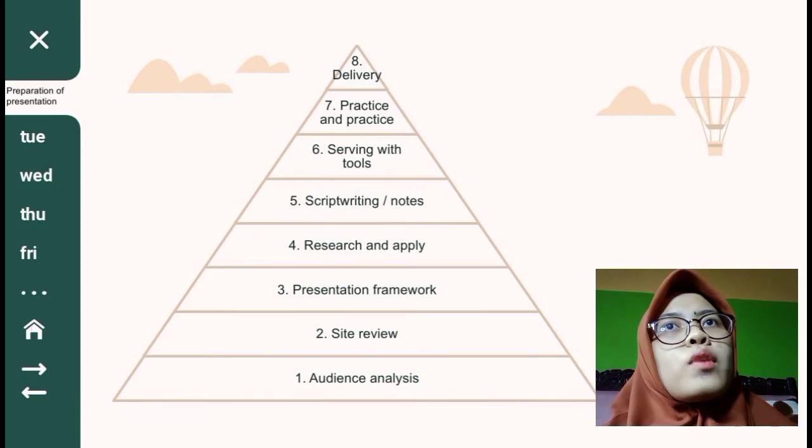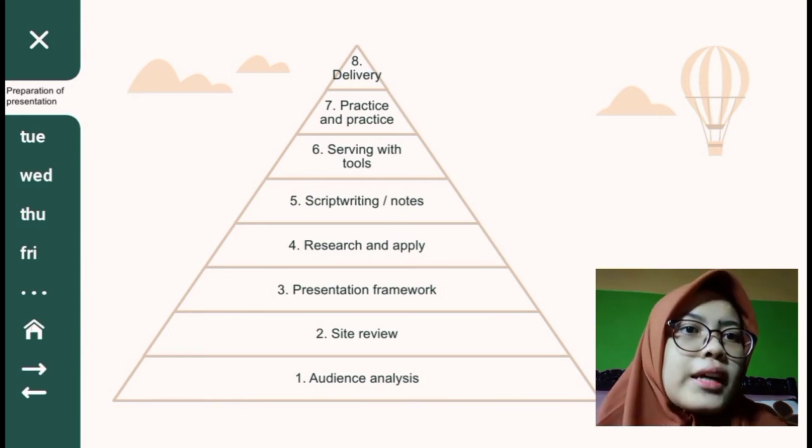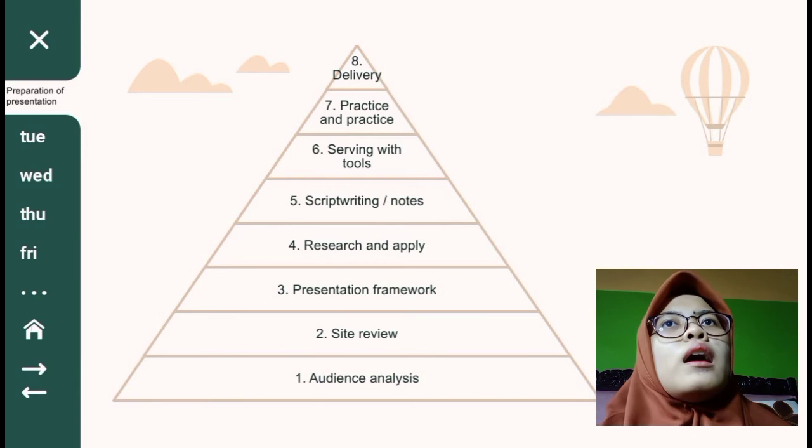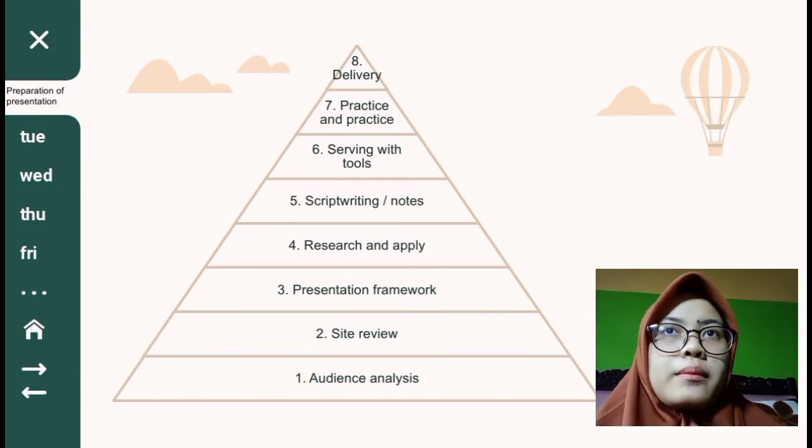The next one is target. The presenter should be careful in deciding the target. Due to the more specific target, it will help the presenter to decide and deliver the topic.